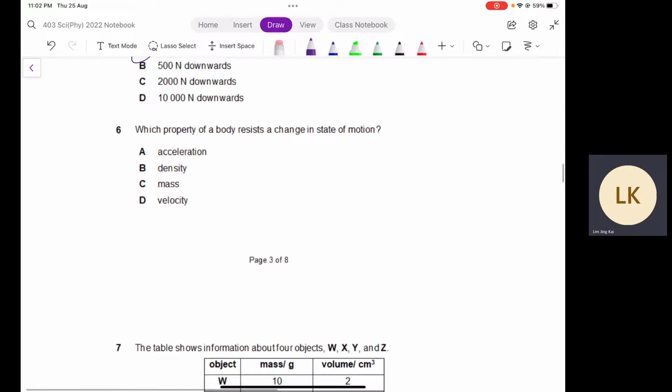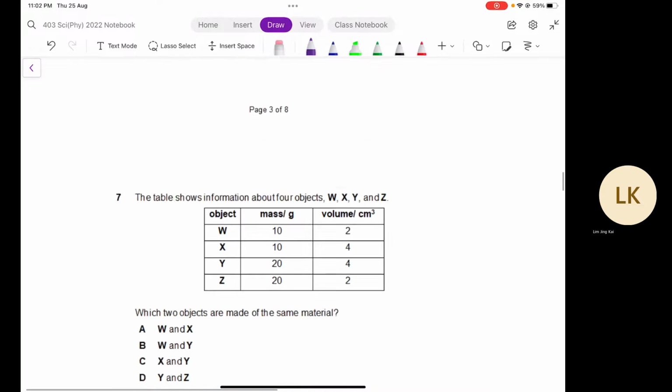Which property of a body resists a change in state of motion? This one you just need to memorize. When we say a body resists a change in state of motion, we are talking about inertia. Mass is the only property of a body that is related to inertia.